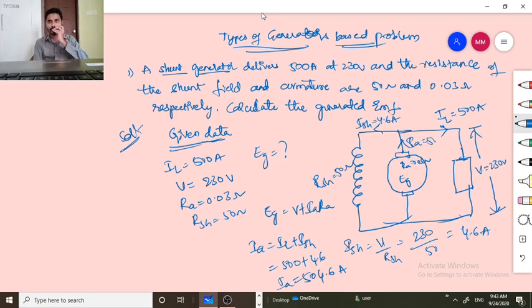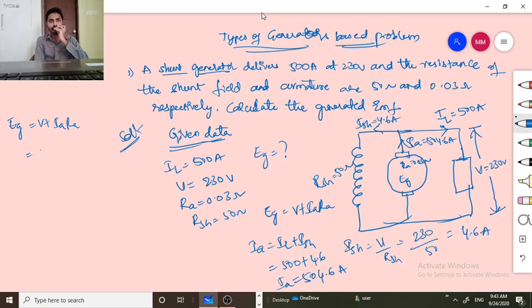IA is equal to 504.6 amperes. Okay, so we have completed here. Now coming to here, you need to calculate EG. So what is the EG formula? EG is equal to V plus IARA.